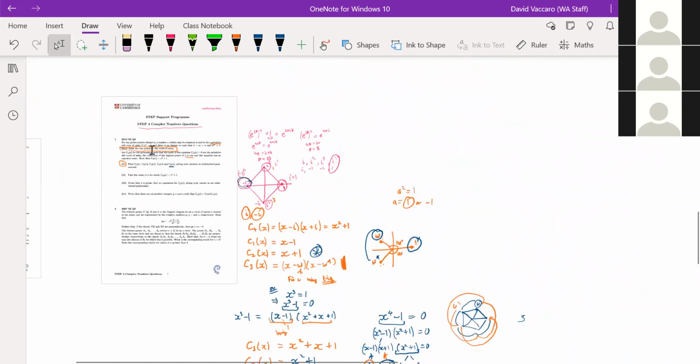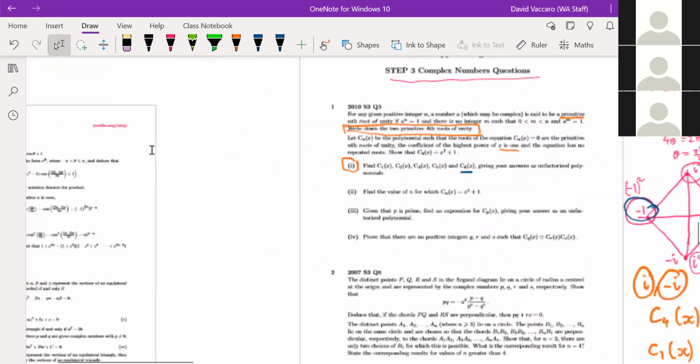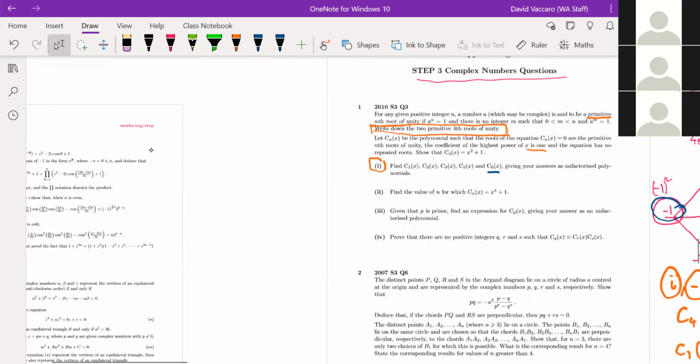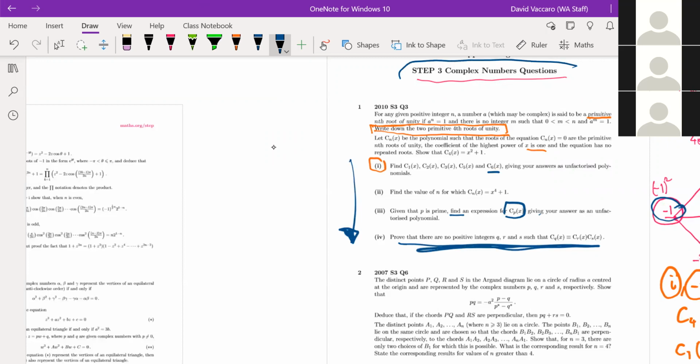Okay, this question goes on. It asks us to make an observation about Cp of x. Notice that it just says find an expression, so you just need to guess what Cp of x looks like, and then there's an algebraic thing to prove. But because we've gone a little bit over, I'll leave this question as an exercise, and this step 3 sheet is also a good one to work through.